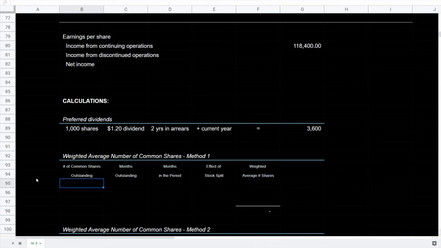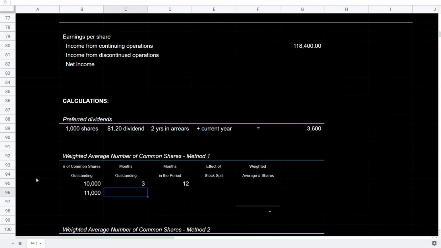If we were going to use a table like this, we could say that there were 10,000 common shares issued and outstanding from the beginning of the year to April 1st. So that is January, February, and March, or 3 months, out of 12 months in the year. Then the corporation issues 1,000 more shares, bringing the total up to 11,000.